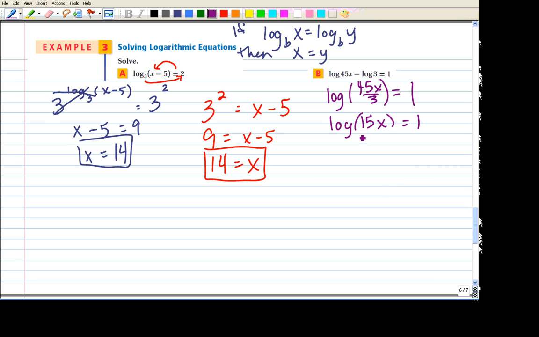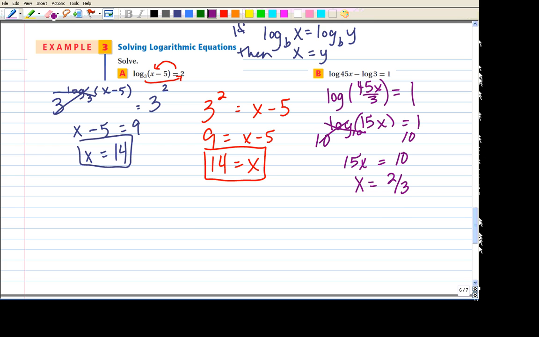Okay, so again, you could do like we did before. You could make these both an exponent, where my base would just match whatever the base of the log is. So I could have 10 to the power of log base 10, and I would get 15x equal to 10 to the first, which is 10, and then divide both sides by 15. So 10 over 15 is 2/3.